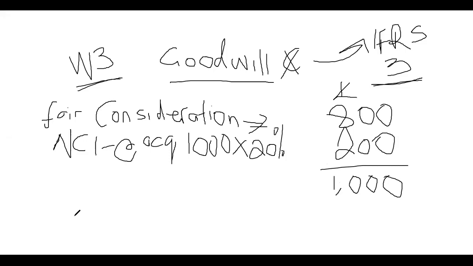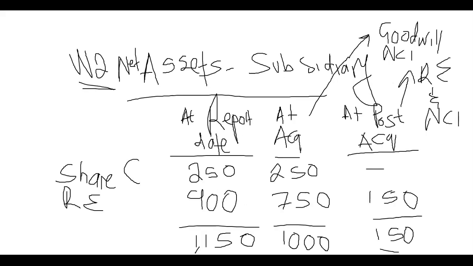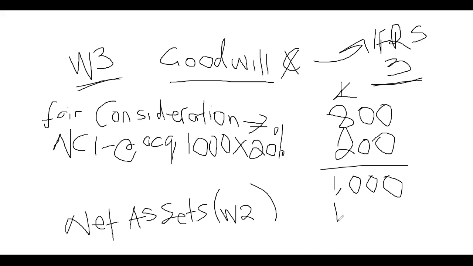Then the book value, the net assets, you pick what is in working two again. If you go back to working two, the net assets was 1,000. So zero goodwill. Nothing. Zero. Okay, so from working three, you go to working four. Working four will be on the NCI.